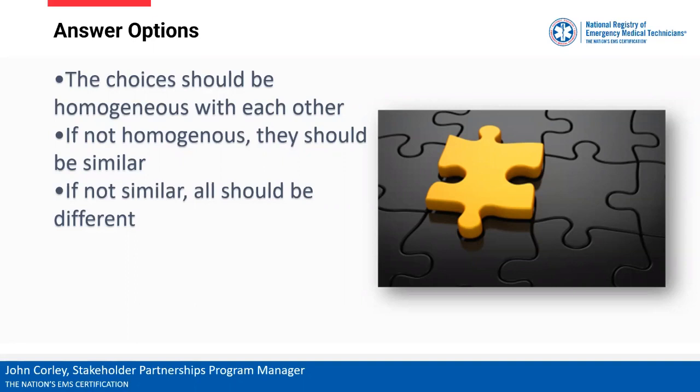And that's kind of the top-down choices as you're going through it. The first thing you should do is make them all homogeneous. That's the ideal situation. They should all kind of look like one another. If they can't be homogeneous, they should at least be similar, maybe the same body system. And if you can't make them similar, then make them all different. Just go ahead and scrap the whole idea and start from scratch.